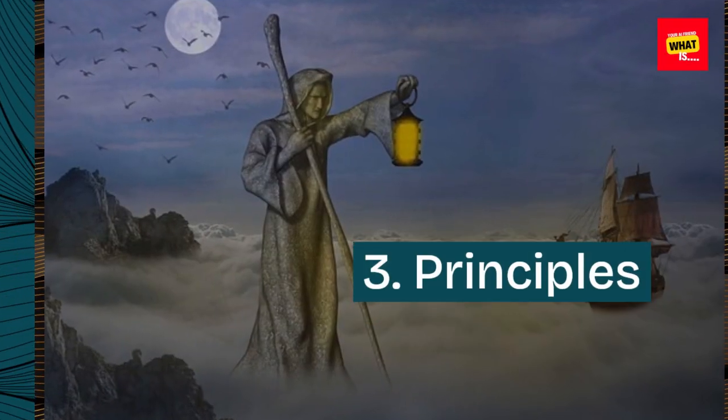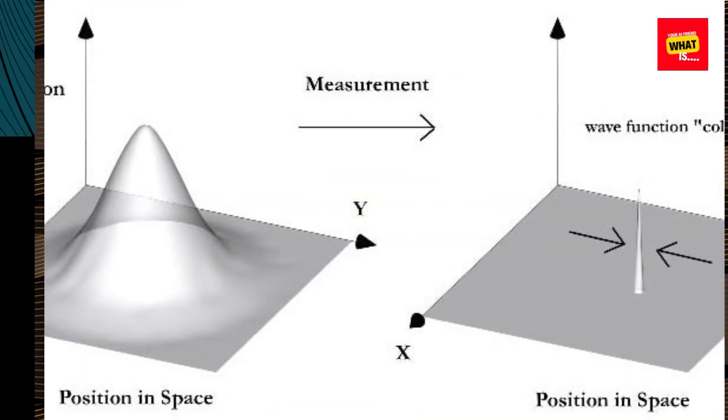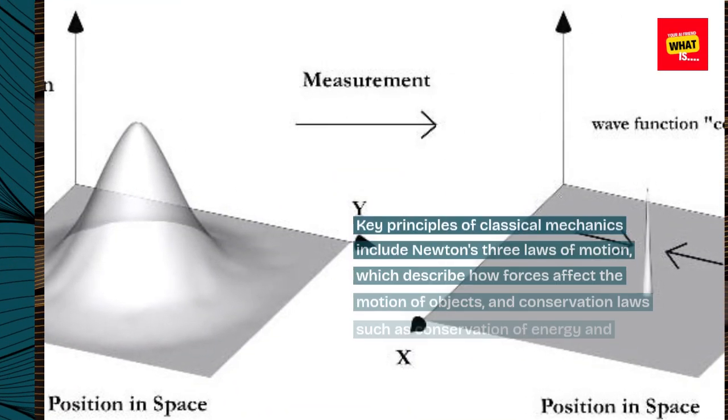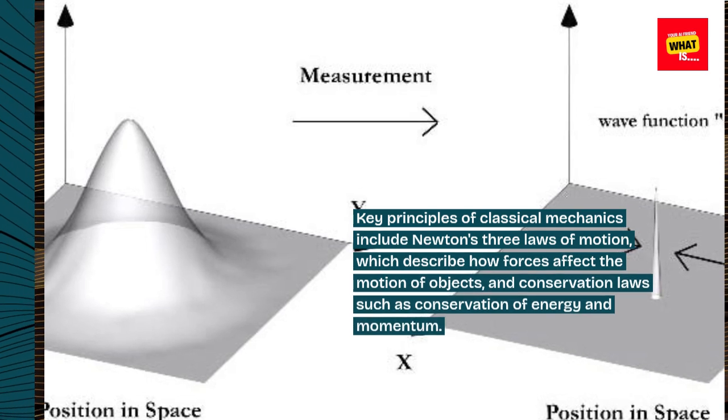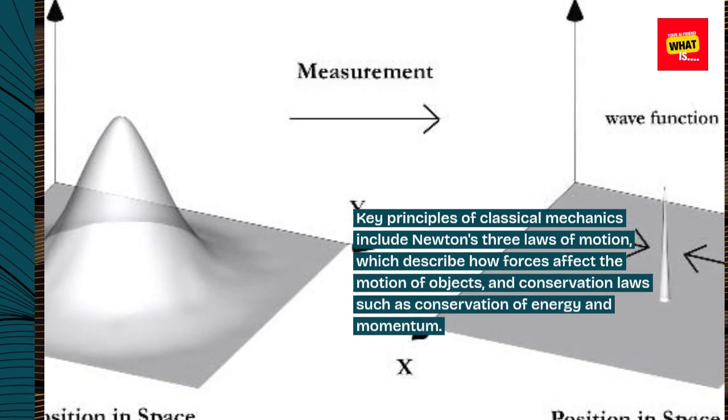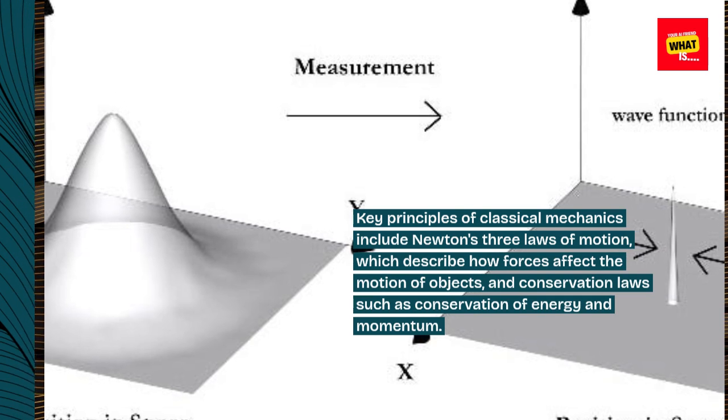3. Principles. Key principles of classical mechanics include Newton's three laws of motion, which describe how forces affect the motion of objects, and conservation laws such as conservation of energy and momentum.